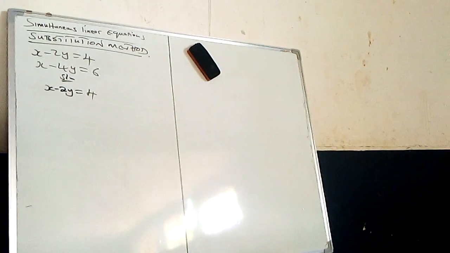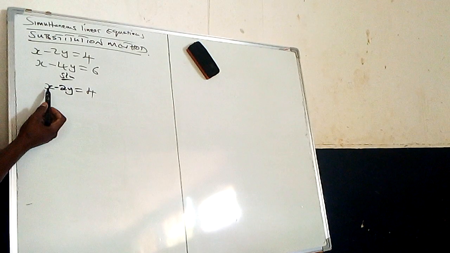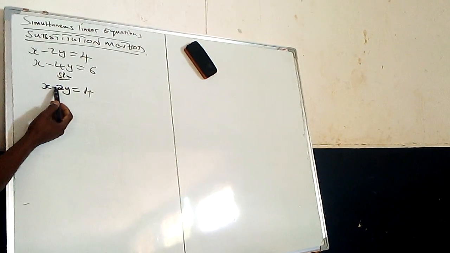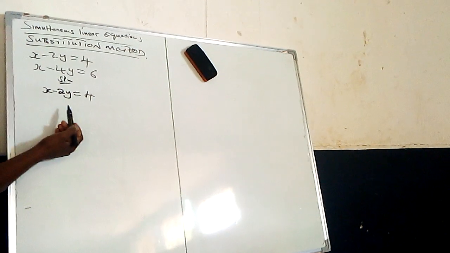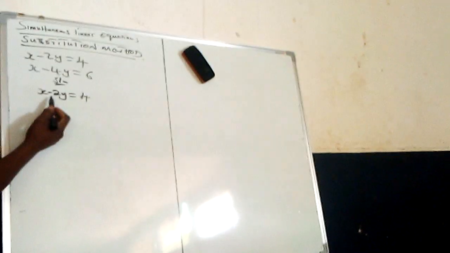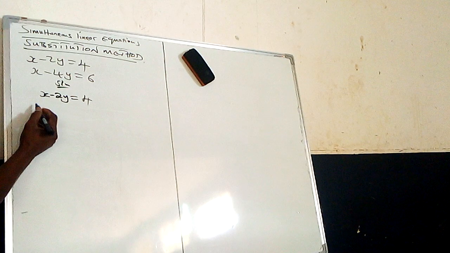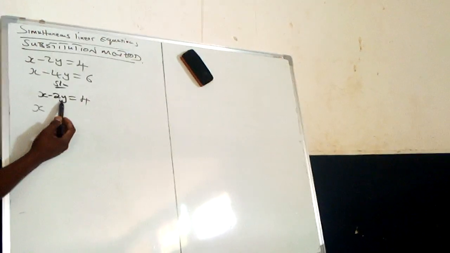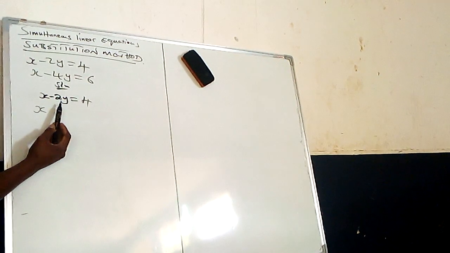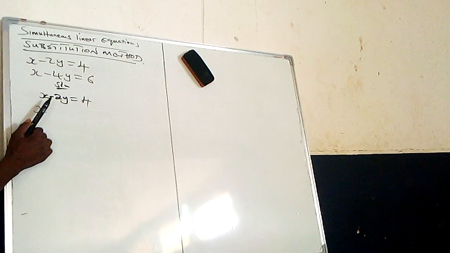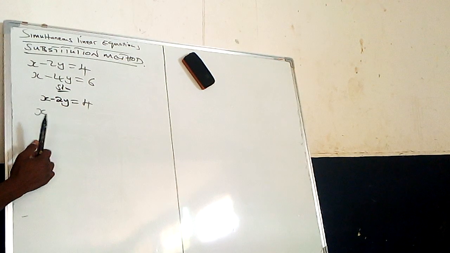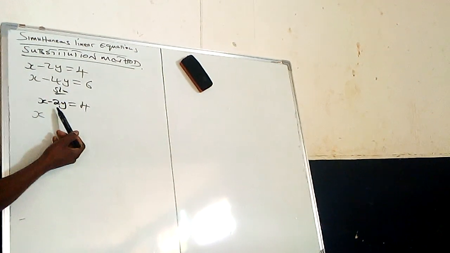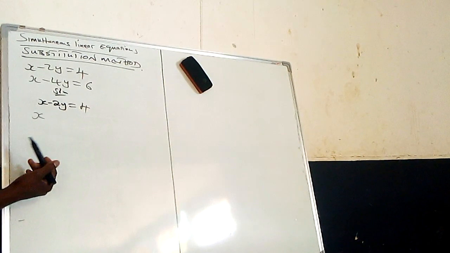Alright, so what we do here is we're going to make x be the subject of formula, meaning we need to remove the negative 2y, let it go to the other side, right? But of course we use the additive inverse here. So we're going to write the x here. So what is the additive inverse of negative 2y? What is the additive inverse of negative 2y? Excellent. So we're going to add the positive 2y on both sides of this particular equation.